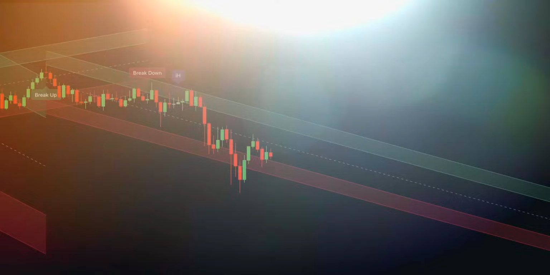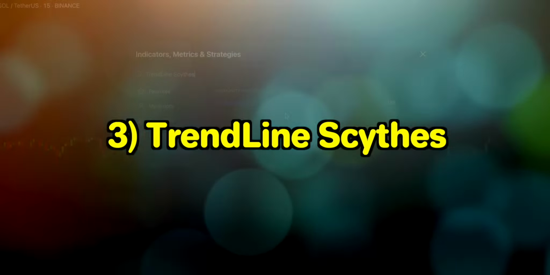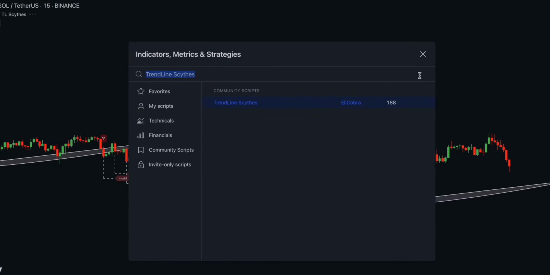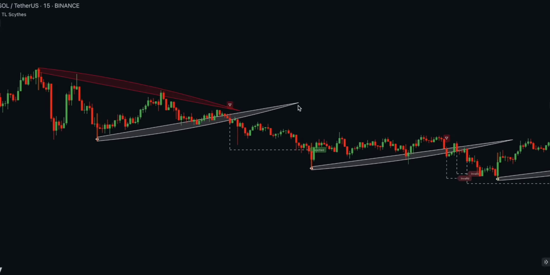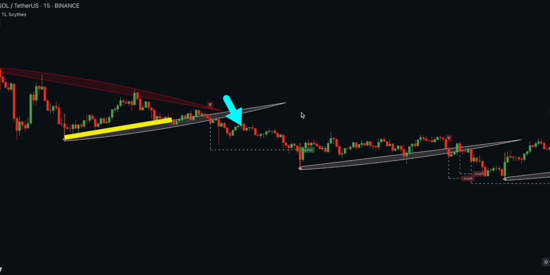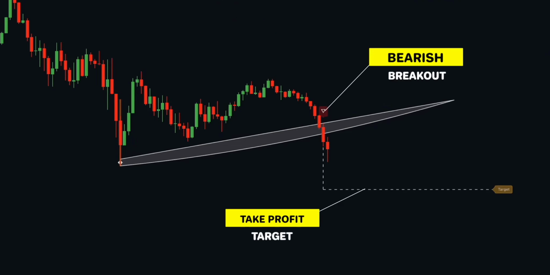to my next pick. The indicator in 3rd place is the Trend Line Scythes by Eli Cobra. I can assure you, you have not seen such an indicator on TradingView yet. This tool automatically detects and draws special curved trend lines, resembling scythes or blades, based on pivotal points in price action. These trend lines adapt to the volatility of the market, providing a unique perspective on trend dynamics. Trendline Scythes includes features for automatic breakout detection, signaling potential trend changes. Additionally, the indicator assists with target detection, helping traders set realistic and data-driven profit-taking levels based on market volatility.